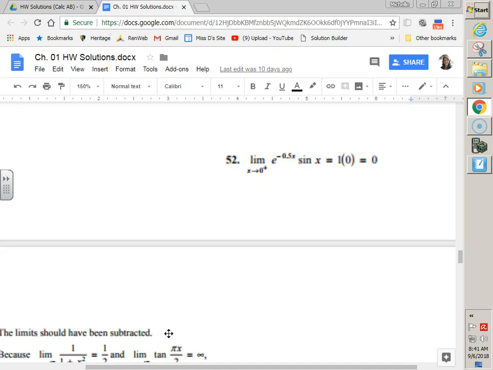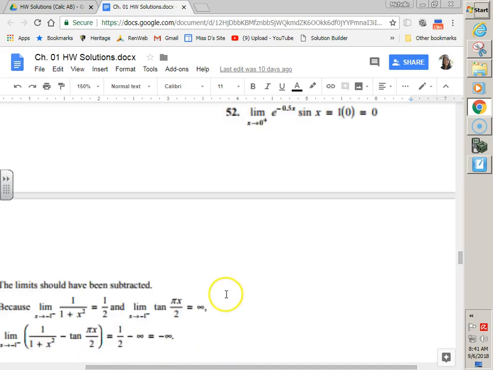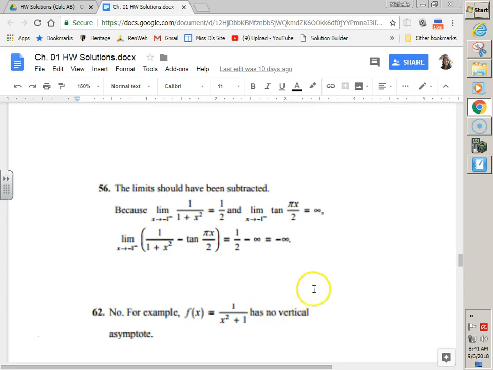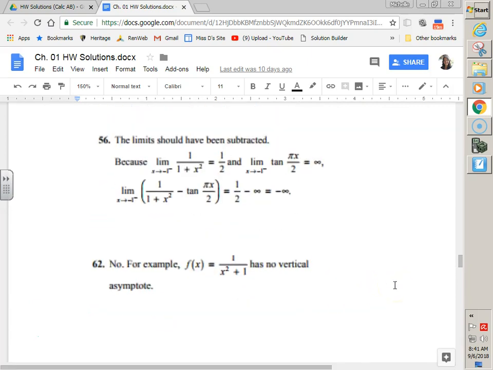So plug in 0. What's e to the 0? What's anything to the 0? What's sine of 0? What's 1 times 0? It was just plug it in, plug it in. All right. But what should you do in your color pen right now on that problem if you put a big old question mark? Plug it in. Always first. Use your color pen. Tell yourselves what you forgot, what you didn't do.